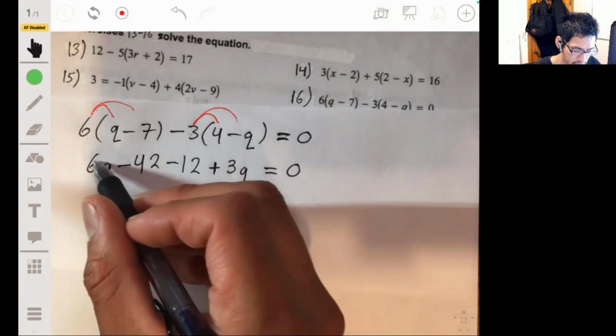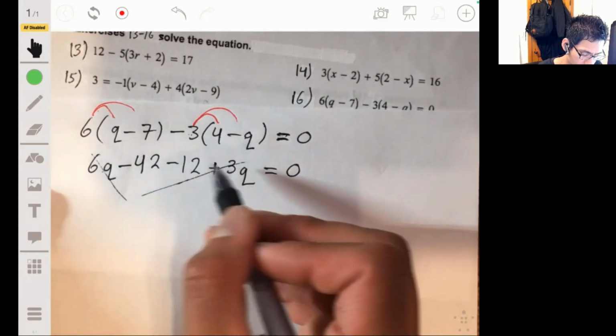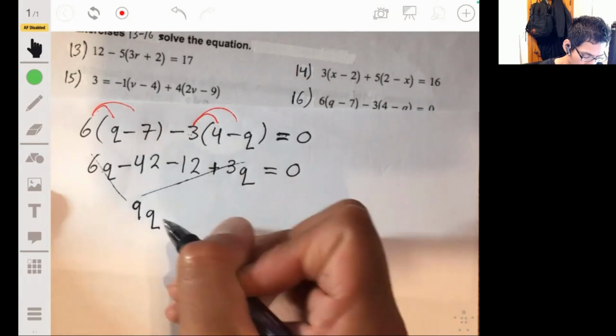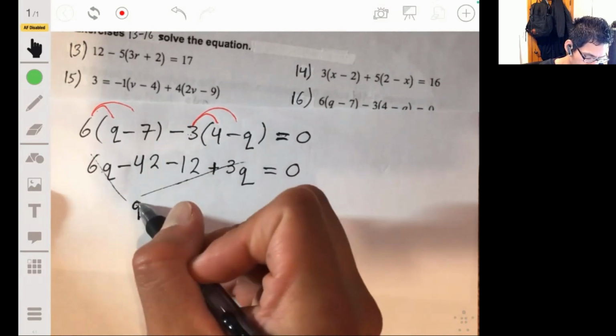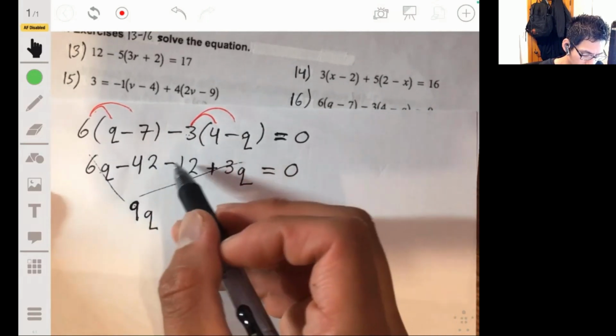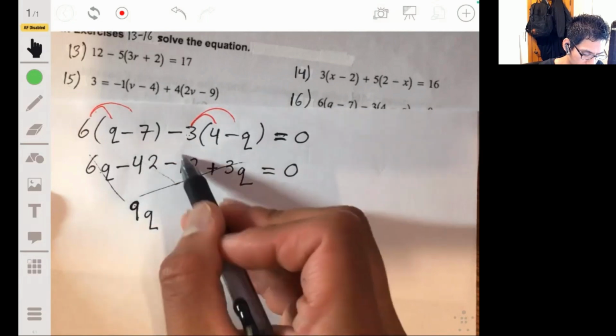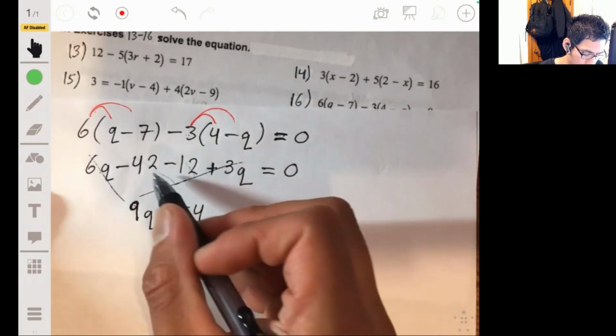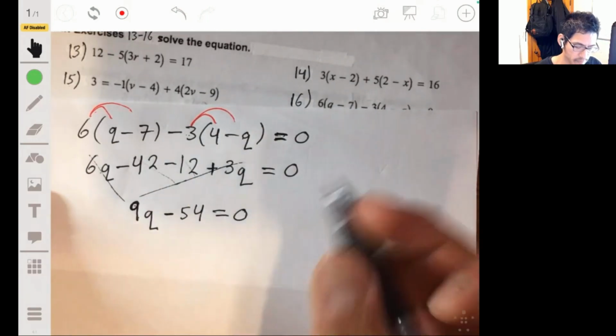Then we combine these q's. They want to be together. 6q plus 3q makes a 9q. This is kind of confusing. 9q. Negative 42 minus 12 is negative 54. So 9q minus 54 equals 0.